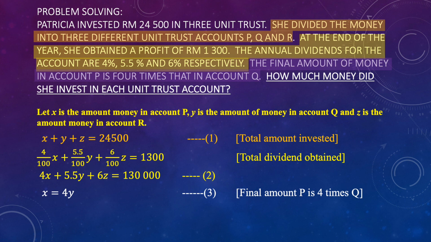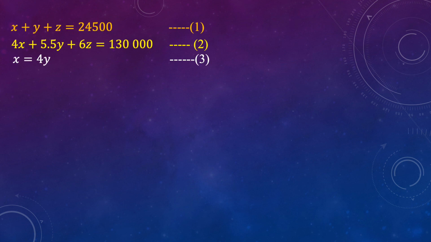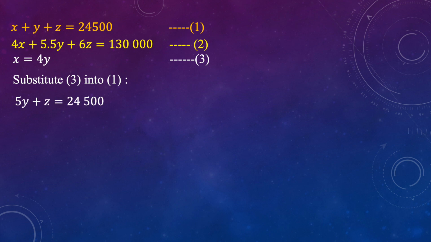Okay, let's solve these equations. For this case, it's easier for us to use substitution method since we have x equals 4y. So we substitute 3 into 1 to get rid of the x. So you have 5y plus z equals 24,500. How to get 5y? With 4y, you substitute in 1, then 4y plus y becomes 5y, and plus z equals 24,500. Therefore, our z equals 24,500 minus 5y is our equation number 4.